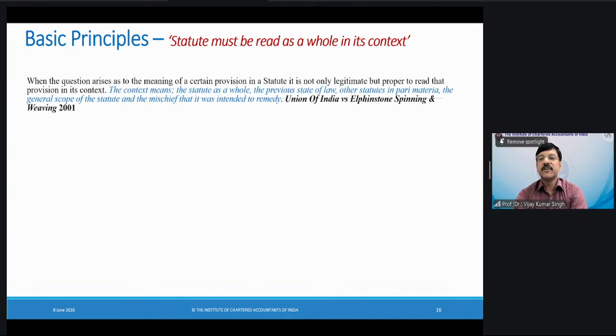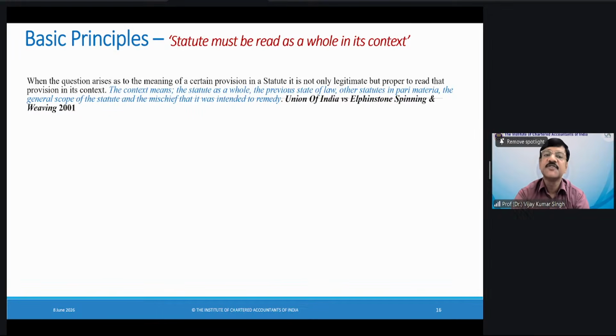In the case of Union of India versus Elphinstone Spinning, the court said when the question arises as to the meaning of a certain provision in a statute, it is not only legitimate but proper to read that provision in its context. So what does context mean? Context means the statute as a whole, the previous state of law. What was the situation before this law came into picture? Other statutes which are there in pari materia. If similar kinds of statutes are there, what is happening there? And the general scope of the statute and the mischief that it was intended to remedy.